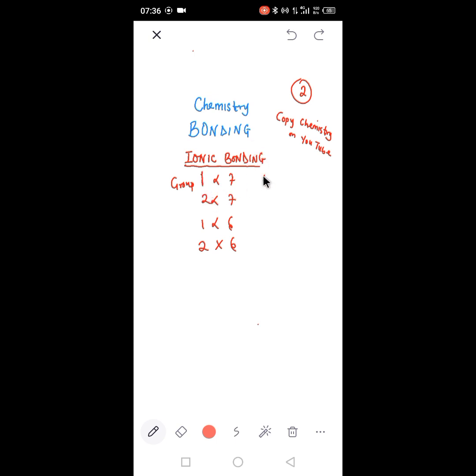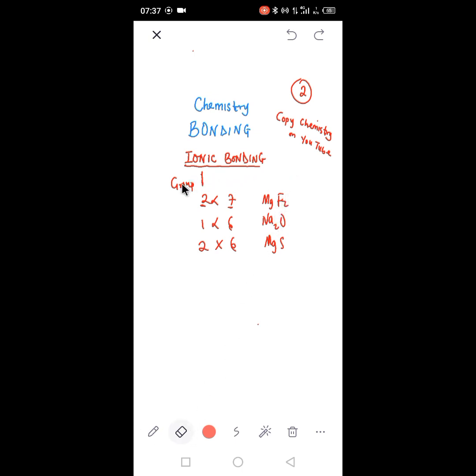For instance, your sodium chloride is formed from group 1 and 7. From group 2 and group 7, an example would be magnesium fluoride. Group 1 and 6, we can have sodium oxide, and then group 2 and 6, you can also have magnesium sulfide or magnesium oxide if you want. So these are examples. Now I'm going to show how bonding happens in sodium chloride.